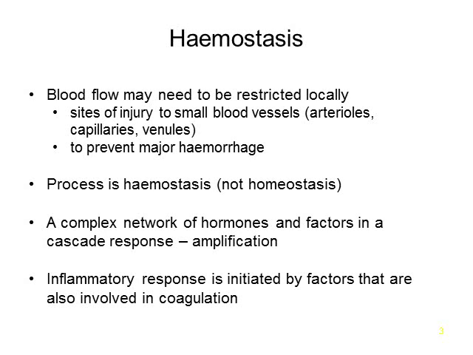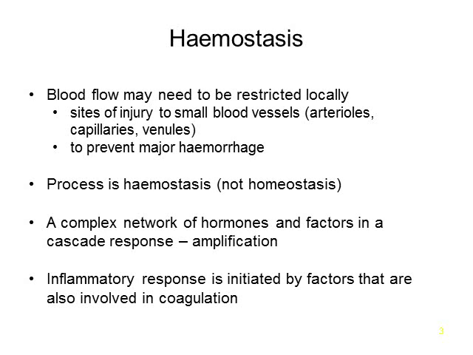So for example, if you injure your arm, that's the site of injury, and you'll injure small blood vessels such as arterioles, capillaries and probably venules. In order to prevent a major hemorrhage, you need to restrict the blood flow to that area. Please note the process is hemostasis, not homeostasis. So this is a situation where you have to be careful with your spelling.